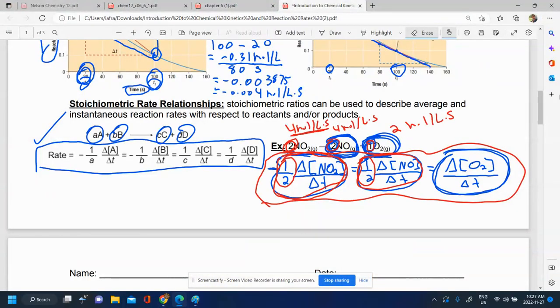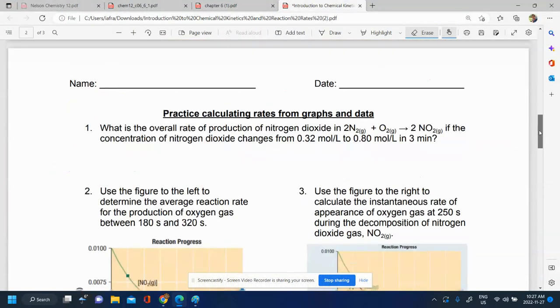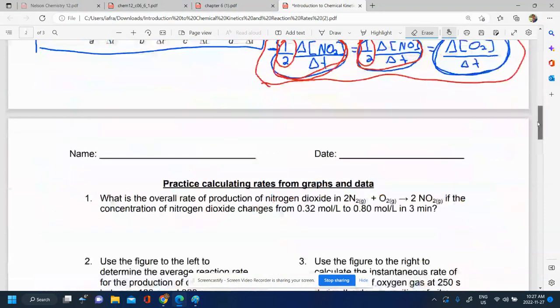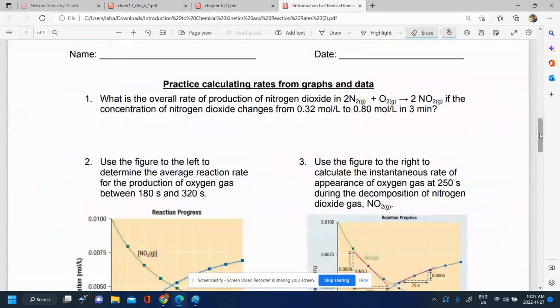In the next series of videos, we're going to do some practice problems related to the concepts that we saw in the previous video. So let's start with the first question here. What is the overall rate of production of nitrogen dioxide in this reaction here? 2N2 plus O2 produces 2NO2 gas if the concentration of nitrogen dioxide changes from 0.32 moles per liter to 0.80 moles per liter in 3 minutes.